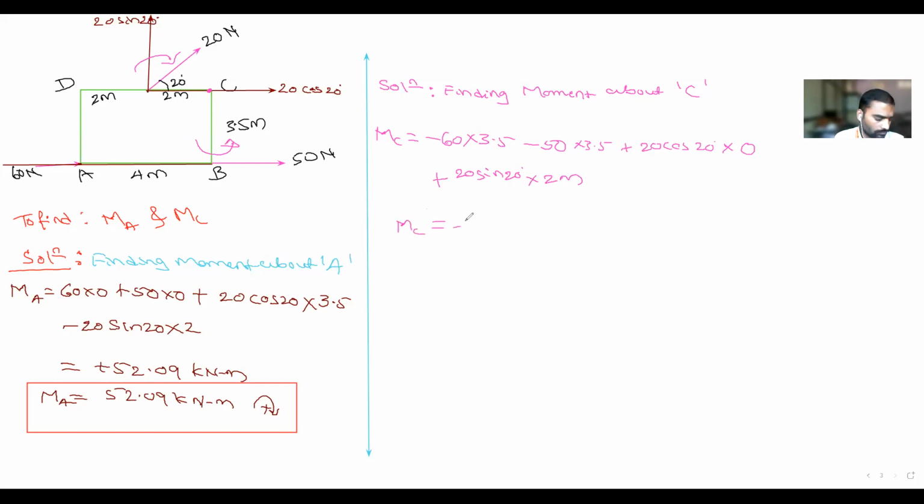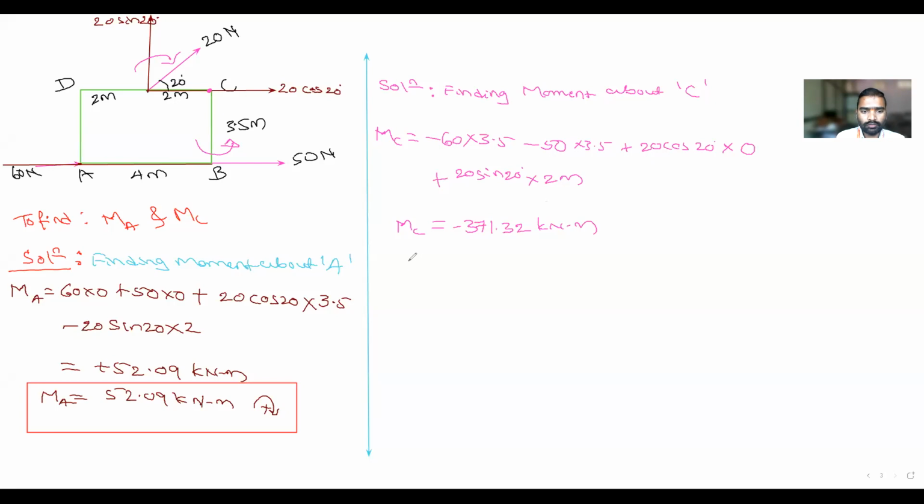Minus 371. Yes, 371. Roll number 31, Samir, why are you not in the class? Whatever I explain, you have to write it. This is important, you are not supposed to miss it, you have to be attentive. Minus 371.32, that is kilonewton meter.